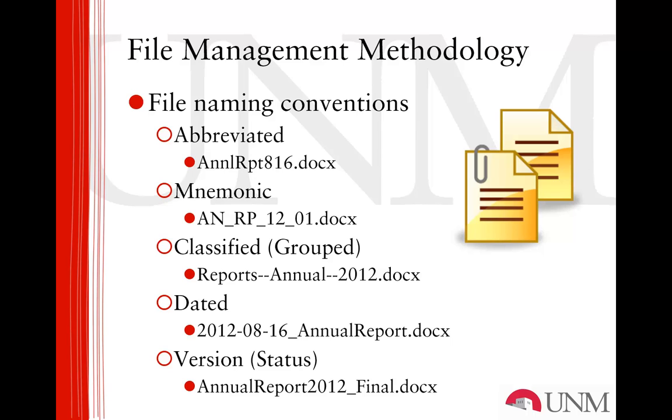So the classified file name example here will sort all reports together of any kind: annual, semi-annual, financial, personnel, etc. And then the type of report, annual, and then the year the report was issued. A classified arrangement is extremely useful for large file systems with many files that many users have to access.